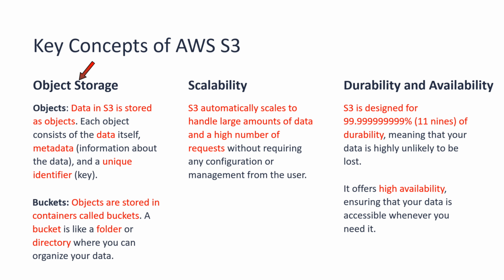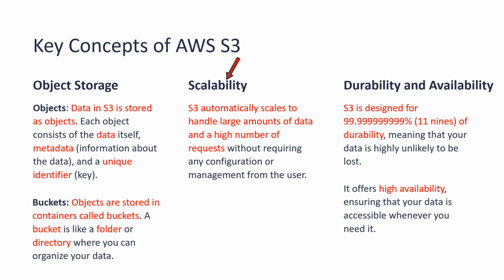First one is object storage. Data in S3 is stored as objects. Each object consists of data, metadata, and a unique identifier. Metadata is nothing but information about the data. The unique identifier is nothing but the key. Objects are stored in containers called buckets. A bucket is like a folder or directory where you can organize your data.